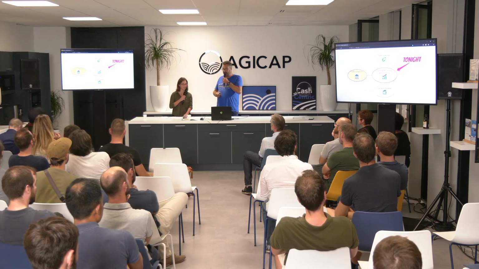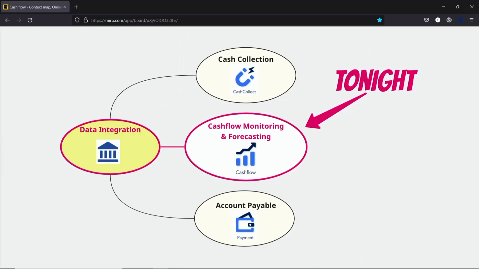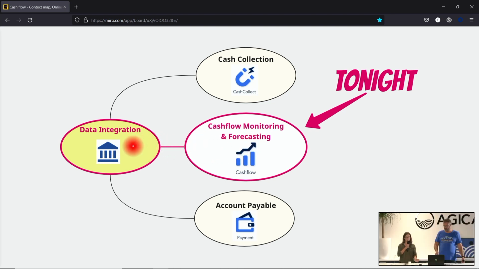But this is not all. Yes. So actually, we did this work here for the cash flow monitoring and forecasting product, linked to the data integration one, but we could build other context maps, for example, for the cash collection product, which allows clients to get paid when there are late invoices and stuff like that. And also for the accounts payable products, which allows clients to schedule their supplier invoices and payments.